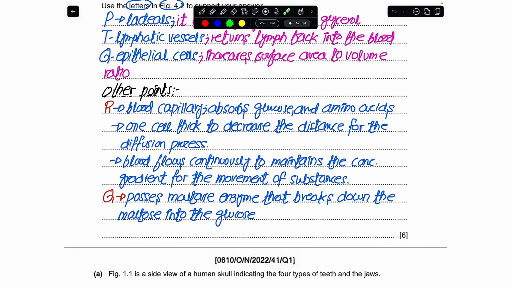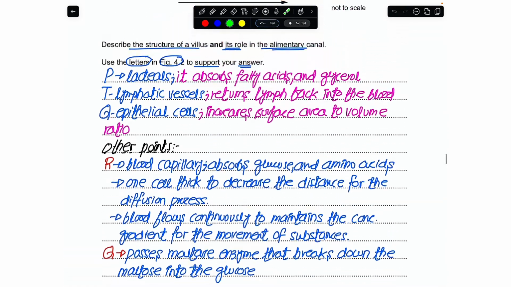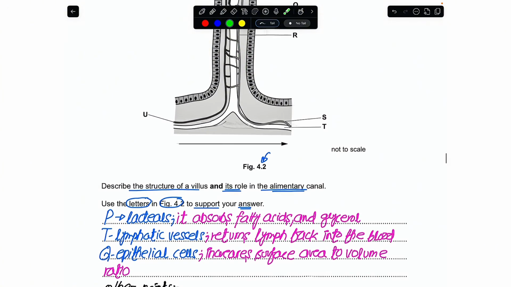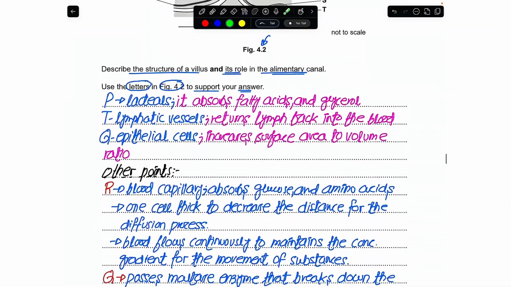The third point that we can write in terms of the blood capillary would be that in them the blood flows continuously. And what you have to assume is that if the blood is flowing through it continuously, then it would help to maintain the concentration gradient difference that would lie between the food particles that are here in the blood capillaries and those available outside, in the villus, in the lumen of the small intestine.